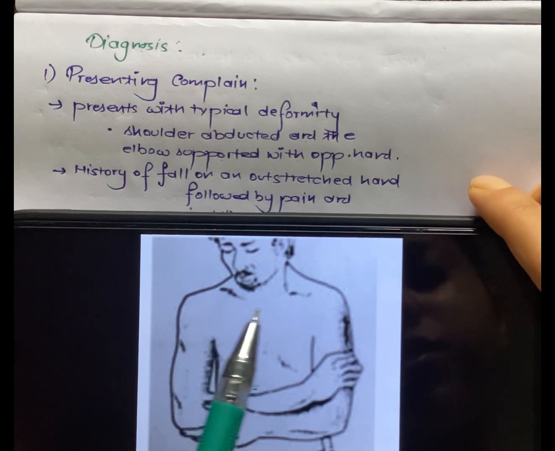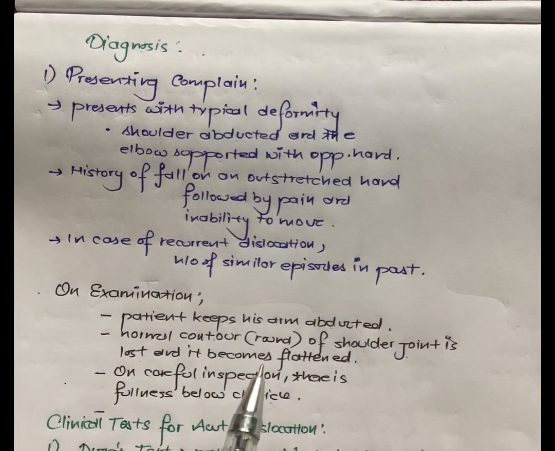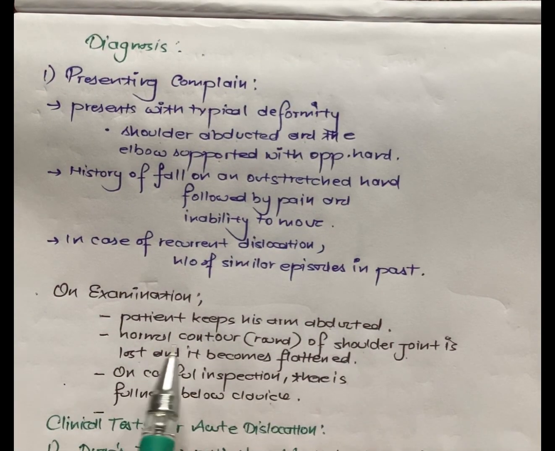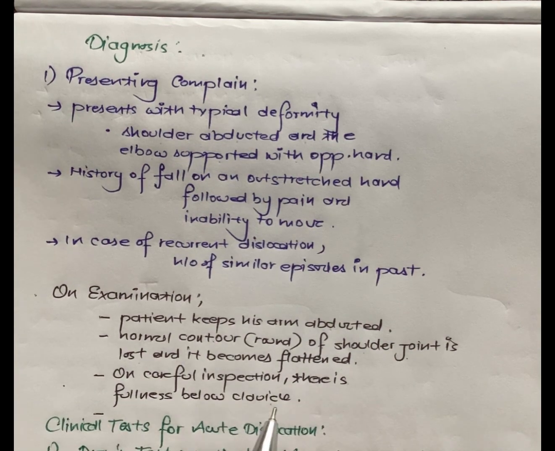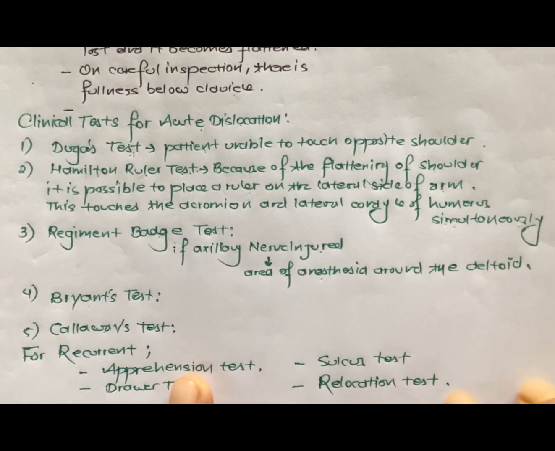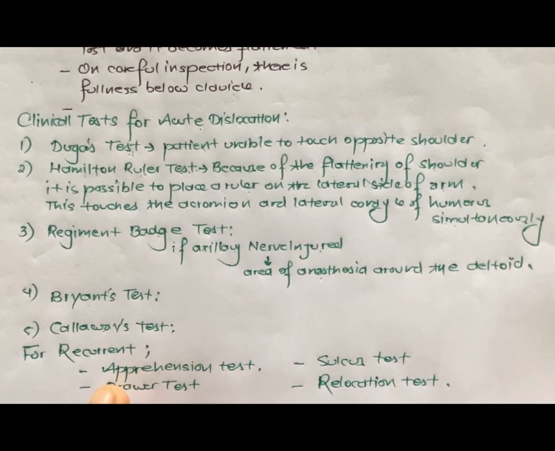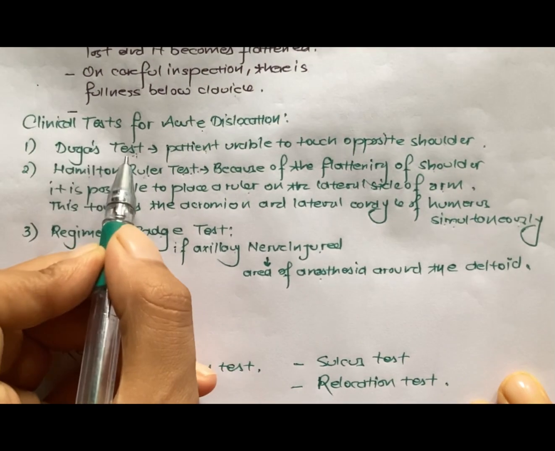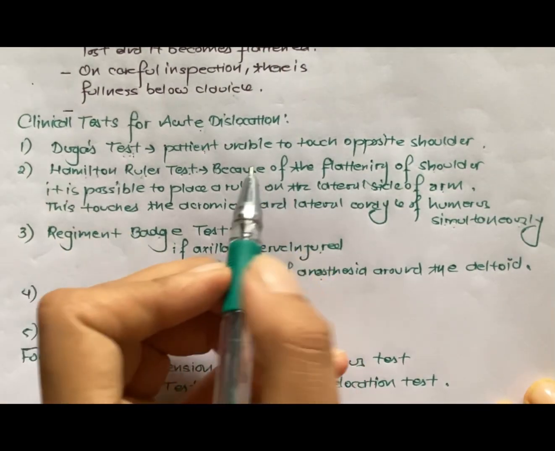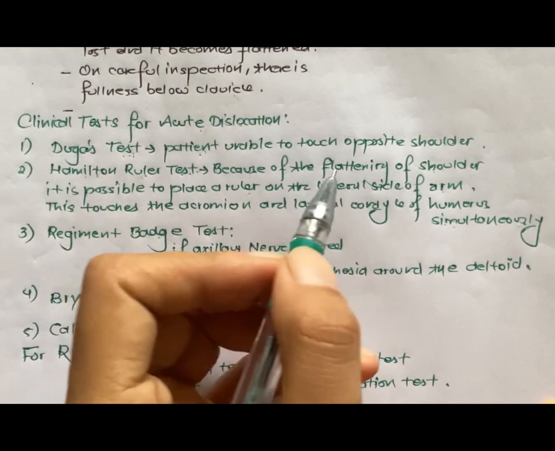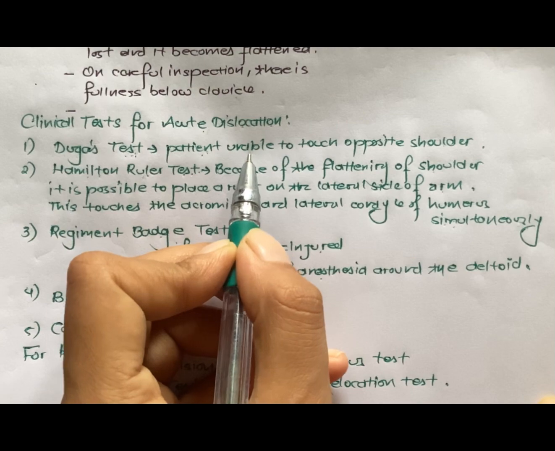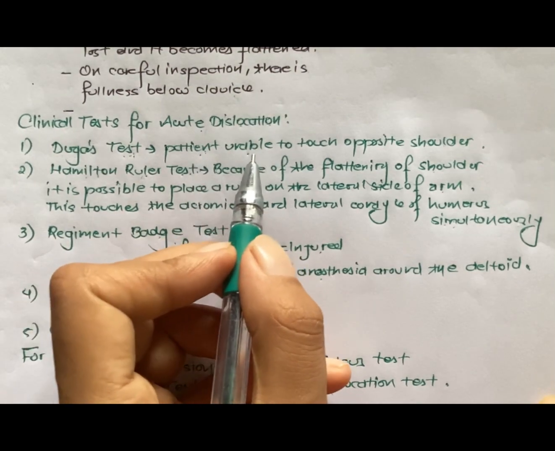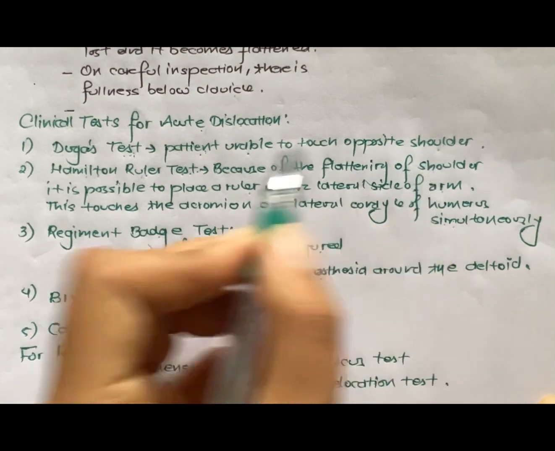So these are some features we can see on examination: the patient keeps his arm abducted, the normal round contour of shoulder joint is lost and it becomes flattened, and on careful inspection there is fullness below clavicle. Now let's talk about the clinical tests for acute dislocations. First of all, Dugas test. The patient is asked to touch the unaffected shoulder with the affected arm, but the patient is unable to touch the opposite shoulder, so it is Dugas test positive.